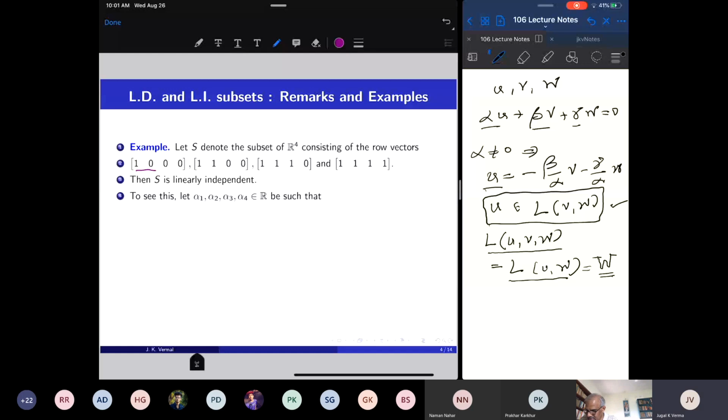So alpha 1 times the first vector, alpha 2 times the second vector, alpha 3 times the third vector. Suppose it is the 0 vector. Simplify this and this: the sum of alpha 1 plus alpha 3 plus alpha 4 must be 0. What is left is alpha 2 plus alpha 3 plus alpha 4. Now go back by back substitution. Alpha 4 is 0. Alpha 3 plus alpha 4 is 0. That says alpha 3 is 0. Look at alpha 2 plus alpha 3.